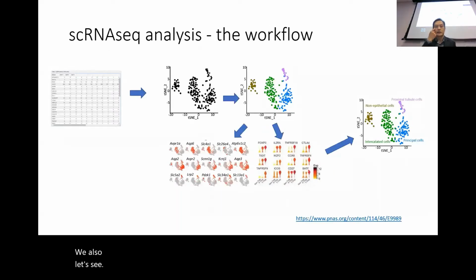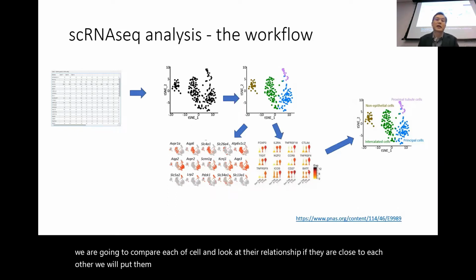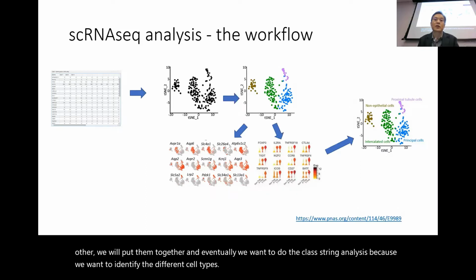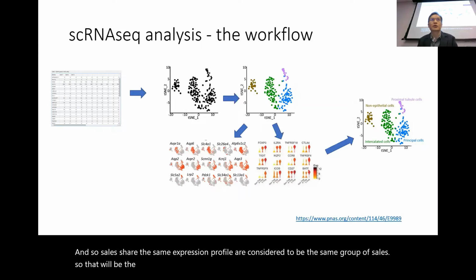So once we have this, we are going to compare each of the cells and look at their relationship. If they are close to each other, we will put them together. And eventually we want to do the clustering analysis because we want to identify the different cell types. Cells that share the same expression profile are considered to be the same group of cells. So that will be the first step. We are going to reduce the dimension so it is somehow easier to manipulate the data.